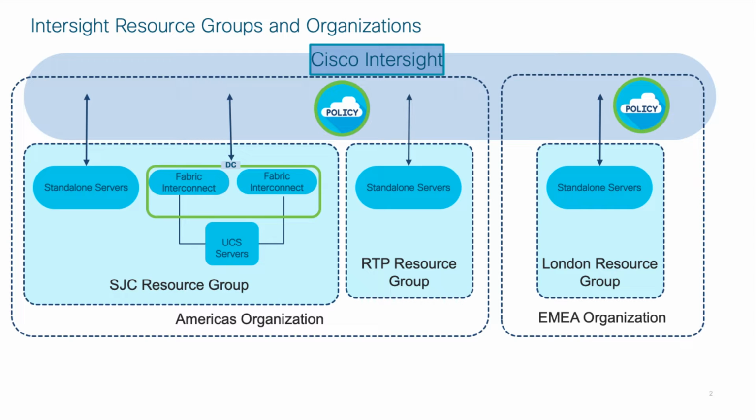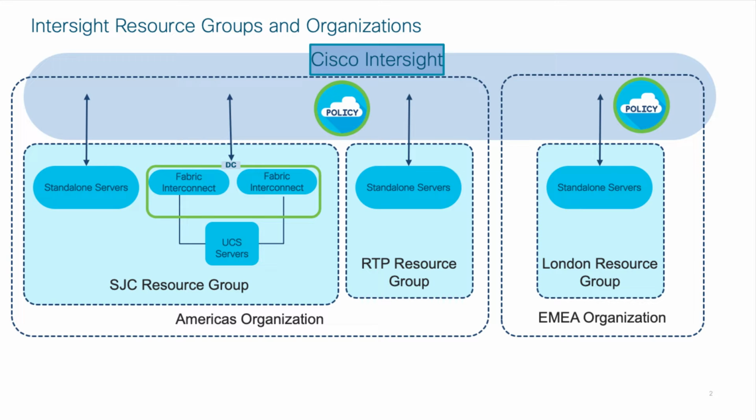As shown on the left-hand side, a resource group, in this case the SJC resource group, is a collection of claim targets or resources in Intersight. And in this example, we've got some standalone servers potentially, some fabric interconnects and the servers attached to those. We've also got an RTP resource group with a different set of servers next to that. And on the far right, we've got a London resource group with another set.